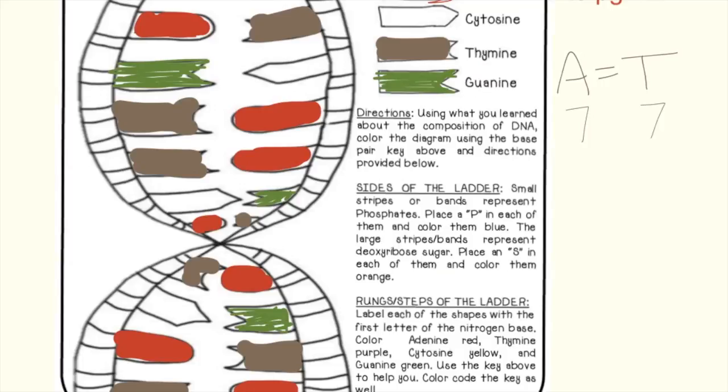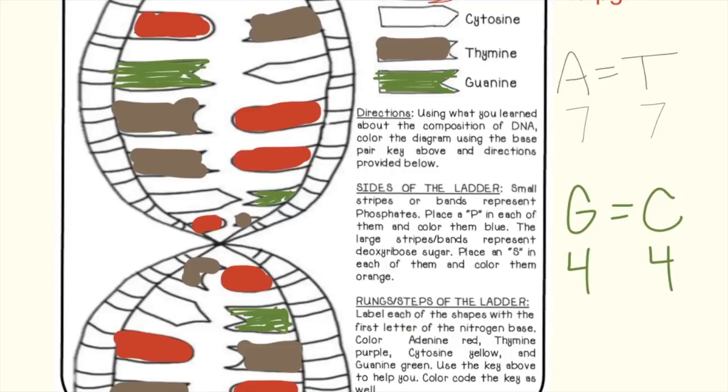There are only 4. What does G pair with? C. And I have 4 G's, so I should have 4 C's. And I don't have a color to do those. Cytosine for me is going to be white. 1, 2, 3, 4. So it totally matches up.